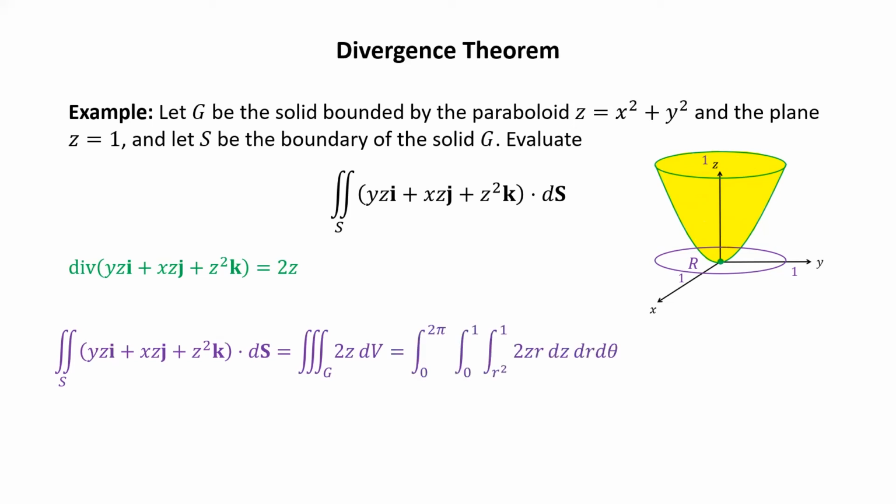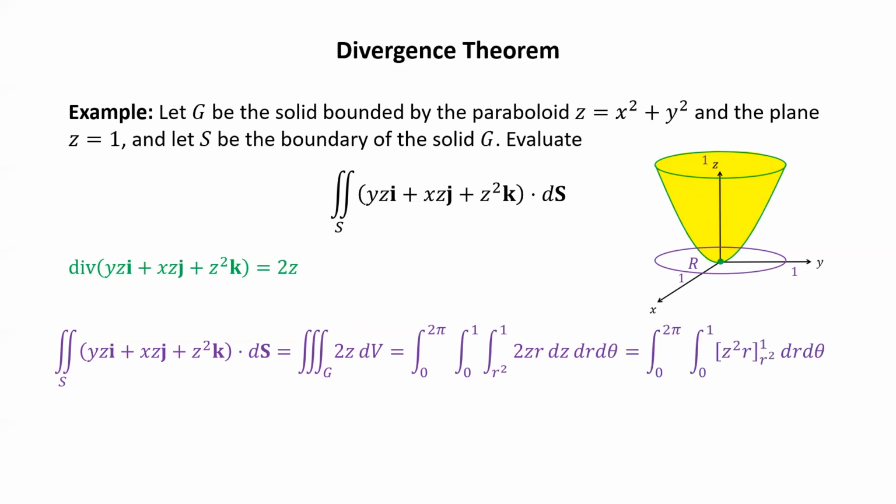We'll do this in cylindrical. So theta is going from 0 to 2 pi. r is going from 0 to 1, and z is going from the lower surface to the upper surface. The lower surface is the paraboloid, which is z equals x squared plus y squared, and in polar, that's z equals r squared, and the upper surface is the plane z equals 1. So inside the integrand, we have 2z, and we have to multiply by an extra factor of r, as we always do when we change to cylindrical.